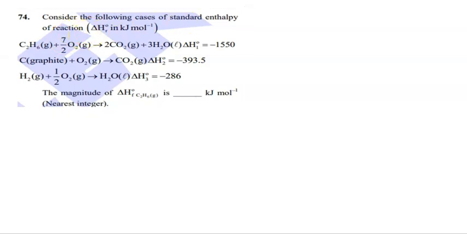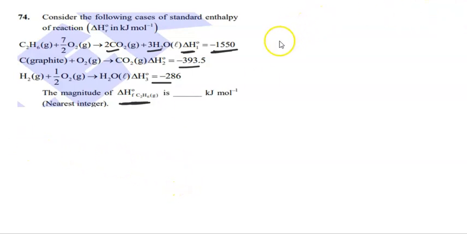It is a question from thermodynamics. Consider the following cases of standard enthalpy of reaction. C2H6 plus 7 by 2 O2 gives 2 CO2 plus 3 H2O. It is the combustion of ethane, and delta H value is given as minus 1550 kilojoules. C graphite combustion is also given, and H2 combustion is also given. The magnitude of delta H naught for C2H6 gas, you have to find the standard enthalpy of formation of ethane gas.